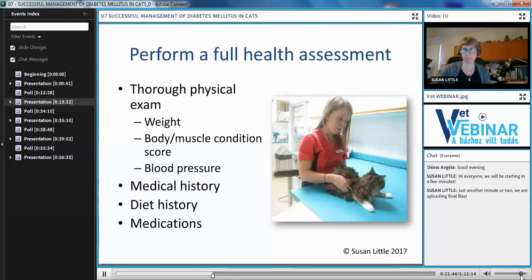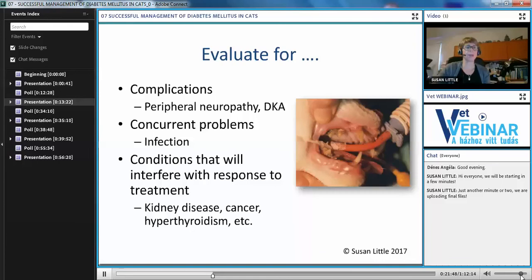We do need to evaluate for some particular problems, so complications that we've already mentioned, like peripheral neuropathy and diabetic ketoacidosis. We won't have time to talk about management of ketoacidosis patients tonight. That's a whole other topic, but occasionally a patient will present to you like that. Concurrent problems, and one of the most common ones there would be infection, and the two places where I would most likely find infection in the diabetic cat would be in the mouth, as in the picture you can see on your screen.